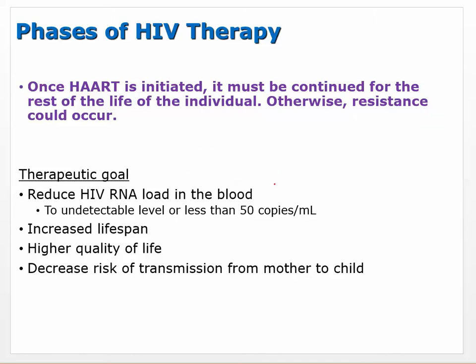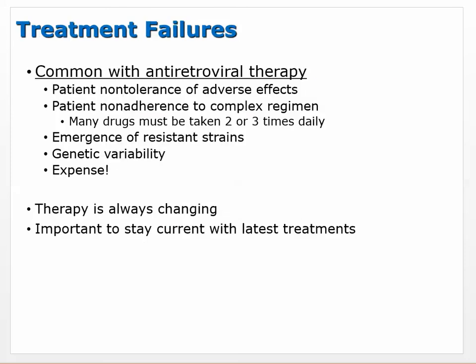So the therapeutic goal is to reduce the HIV RNA load in the blood to undetectable levels, or less than 50 copies, and keep the T cell count up. You want to increase the lifespan, give a higher quality of life, and decrease the risk of transmission from one person to another, but also from mother to a child, which has been pretty successful.